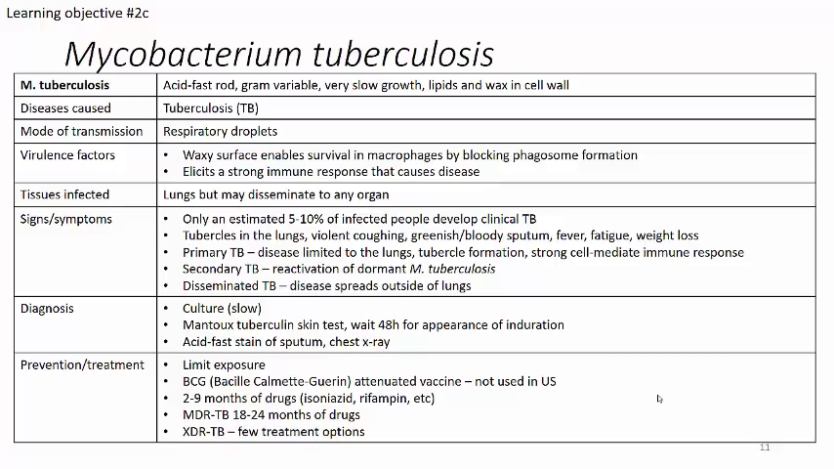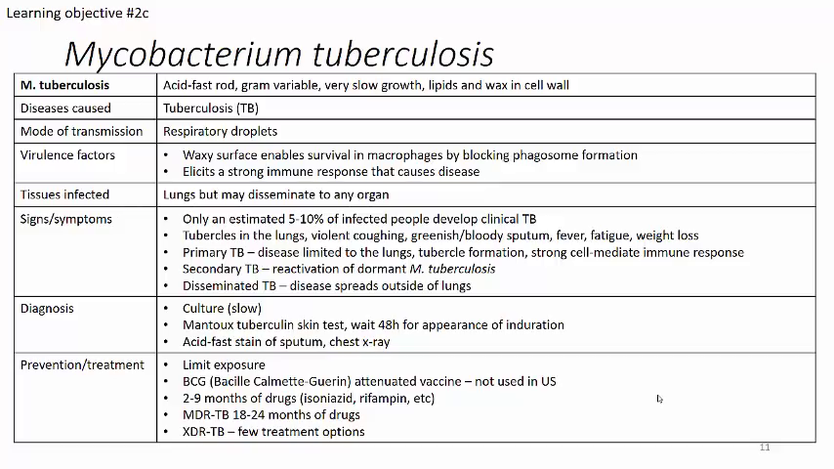This bacteria also elicits a very strong immune response, and it's the immune response that causes a lot of the disease symptoms. The tissues infected are typically the lungs, so the lower respiratory tract, but it is possible that the infection can disseminate or spread to any organ in the body. It's estimated that only 5 to 10% of infected people develop clinical TB. This bacteria is very good at infecting people, but in a healthy person, it often won't cause disease.